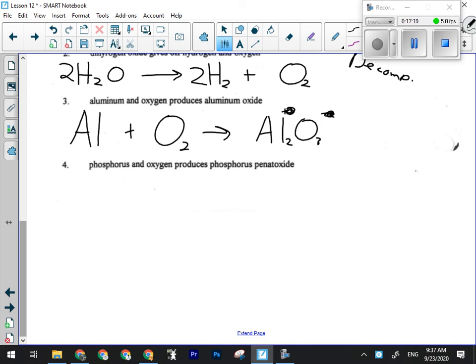Now I've got to balance this, and I think we've seen this one before as well. I've got 3 oxygens on that side, 2 over here. Lowest common multiple is 6, so I'm going to put a 3 in front of this and a 2 in front of this. But when I do that, it gives me 4 aluminums. So, 4 in front of that.